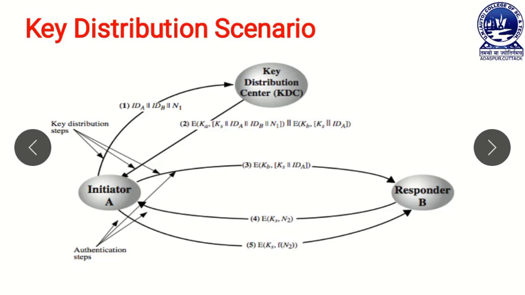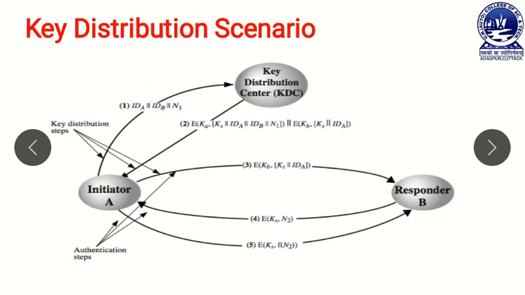That means here the initiator A and the key distribution center KDC share a secret key, and that key is KA. In a similar manner, B shares a secret key with the KDC, that is KB. Now look at step 1. Here this one is step 1.